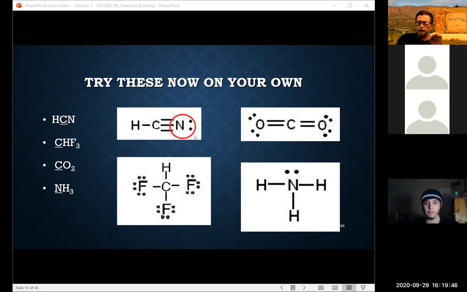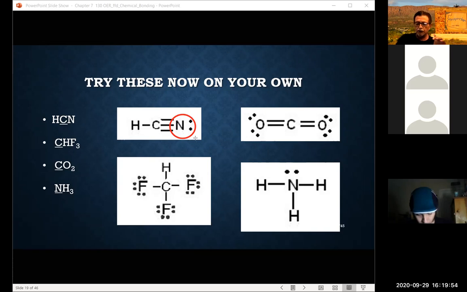If I just look at nitrogen itself, nitrogen has a total of 8 electrons around it. I have 3 pairs that are being shared with the carbon. Therefore, they can count toward the nitrogen, and they also count toward the carbon. Then nitrogen has a lone pair. So in total, there are 8 electrons around nitrogen. So that octet has been fulfilled.